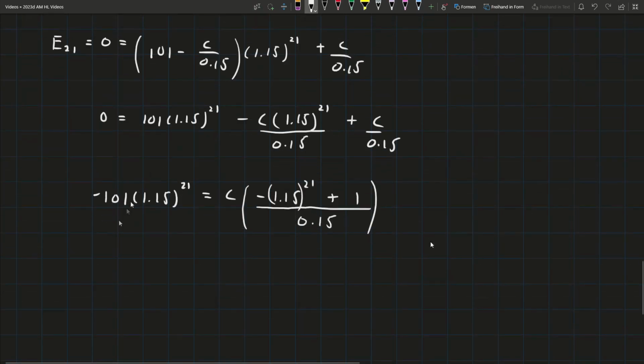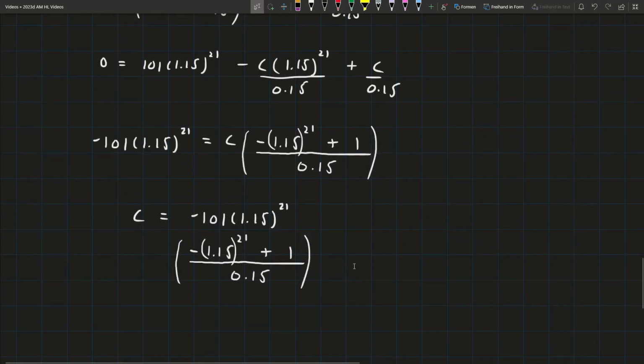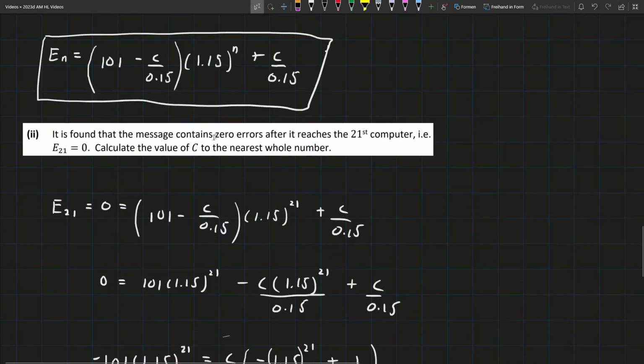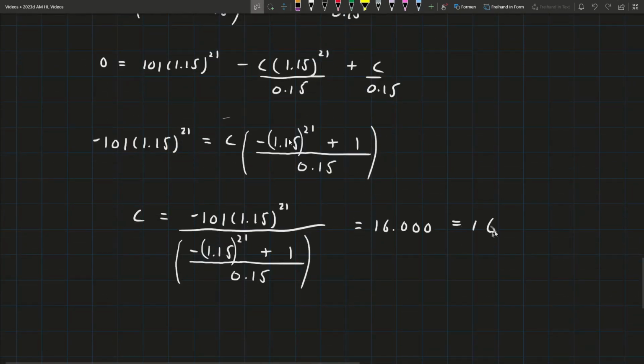And then finally, to get C by itself, again, you don't have to do it the way I'm doing. You can work it out as you go. I just like to leave it as it is and then put it all into the calculator at once at the end. So just dividing by this big bracket thing, we get that C is equal to 16.000, and to the closest whole number, it's obviously just 16. That's our answer for C.